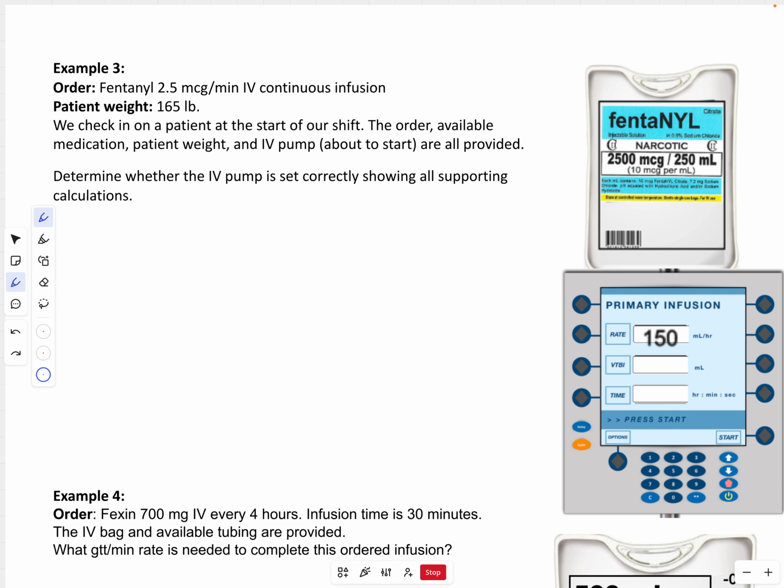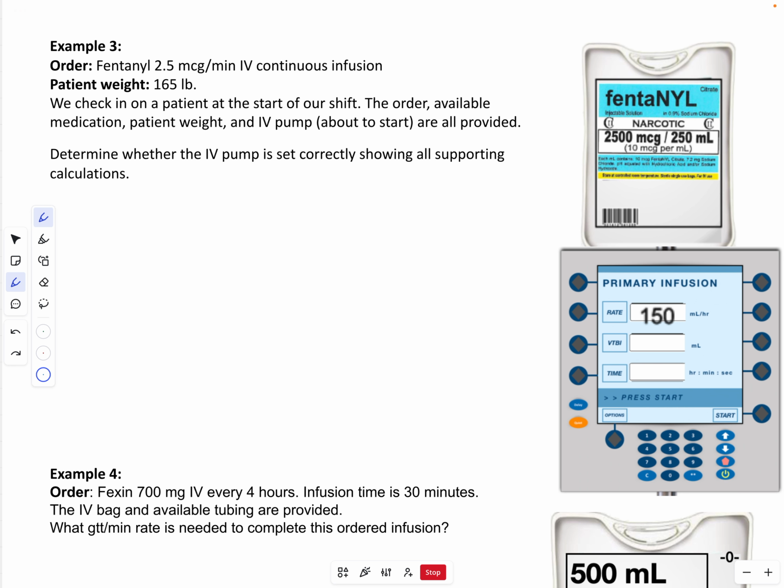All right, in our last video here, we have two additional examples where we want to practice our understanding of rate conversions. In this first example, we are given an order. Our patient needs to receive fentanyl at a rate of 2.5 micrograms per minute as a continuous infusion. We're also given their weight, 165 pounds.